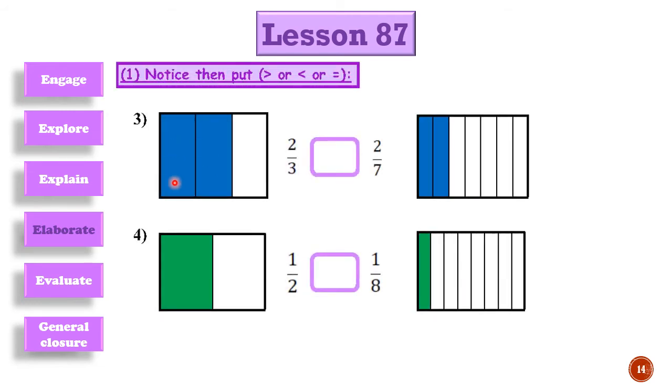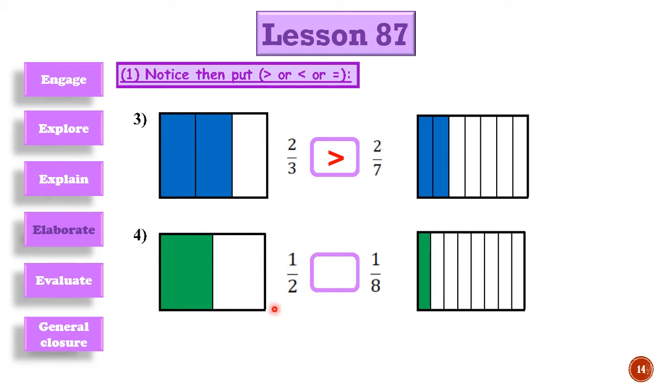Here we have 2 thirds, 2 parts out of 3, or 2 sevenths, 2 parts out of 7. Look at the denominator. Here we have 3 and here we have 7. When the denominator gets smaller, the value of this fraction gets bigger. Okay, then 2/3 is bigger than 2/7. Good job. Let's go to another one.